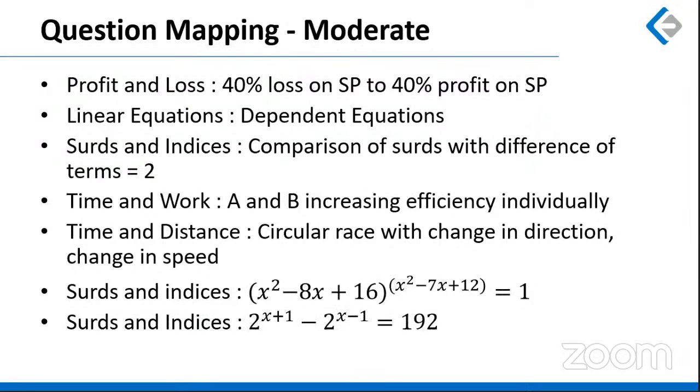Another question, once again based on surds and indices, wherein this particular expression was equal to 192. Not only do we have to solve for x over here, which was 7, but once we solve for x, we had to find out the number of digits in x raised to x. So ultimately, you had to find out the number of digits in 7 raised to 7. This involved a bit of approximation while calculating the final value.